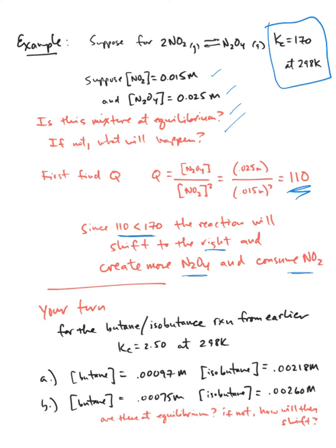Now here's your turn. For the butane-isobutane reaction from earlier, the Kc was 2.50. Calculate these two mixtures in order to find out, are these at equilibrium? And if not, how will they shift?